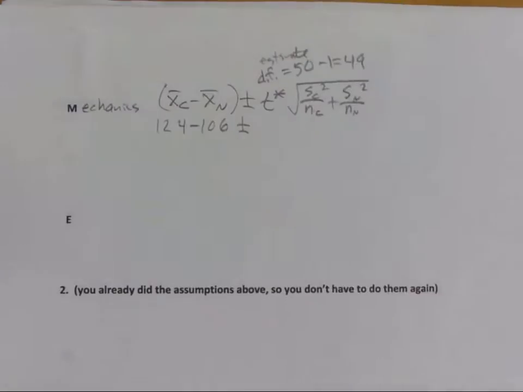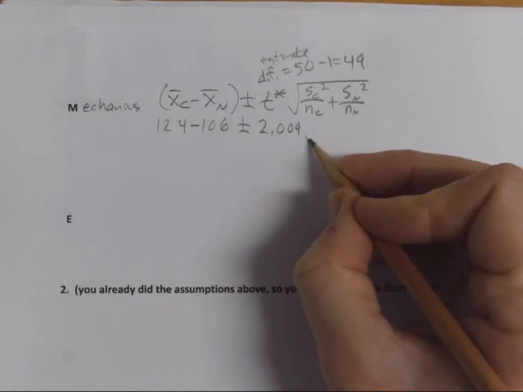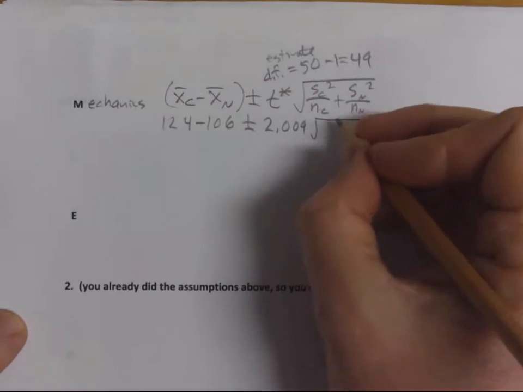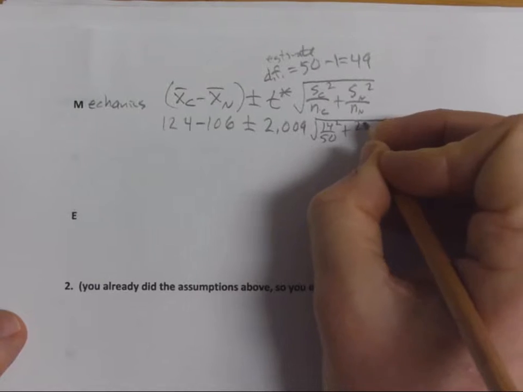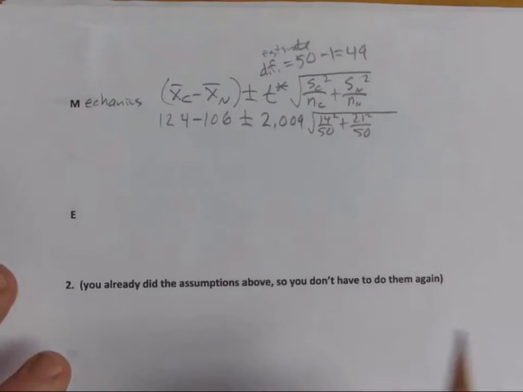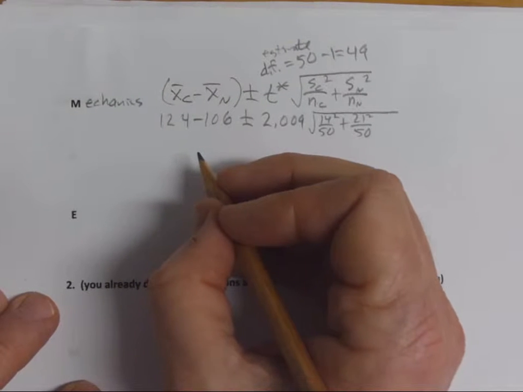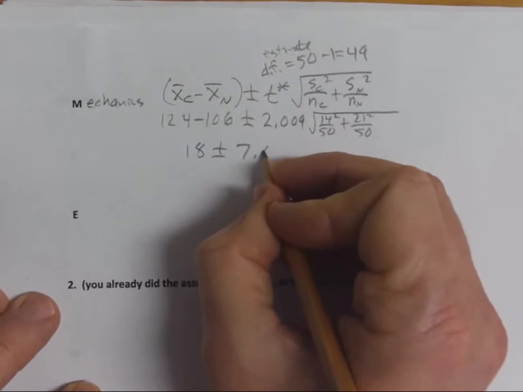Anyway, and so that would be our estimate, 2.009. And then this would be the square root of, and so I enter in these values, and so this would be 14 squared over 50 plus 21 squared over 50, okay? And so this would end up being 18 plus or minus about 7.096.